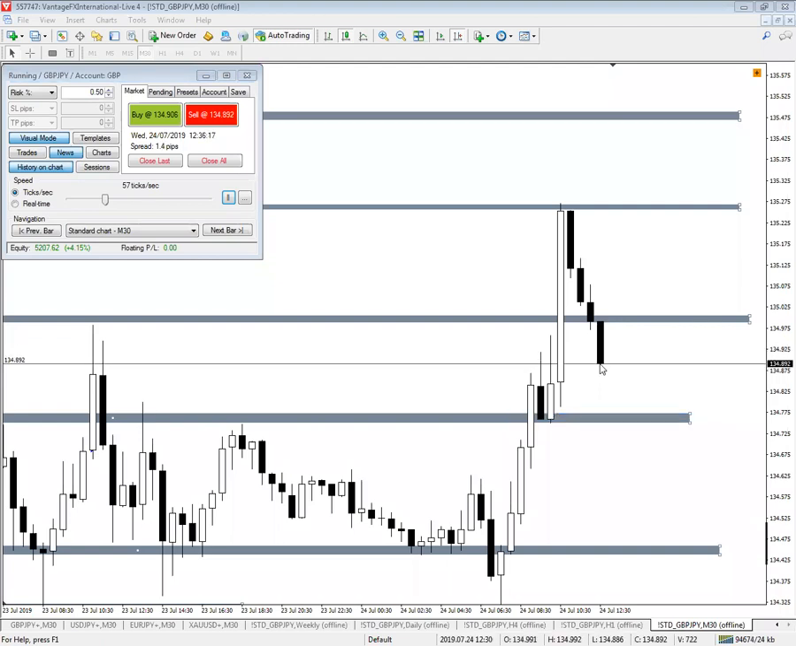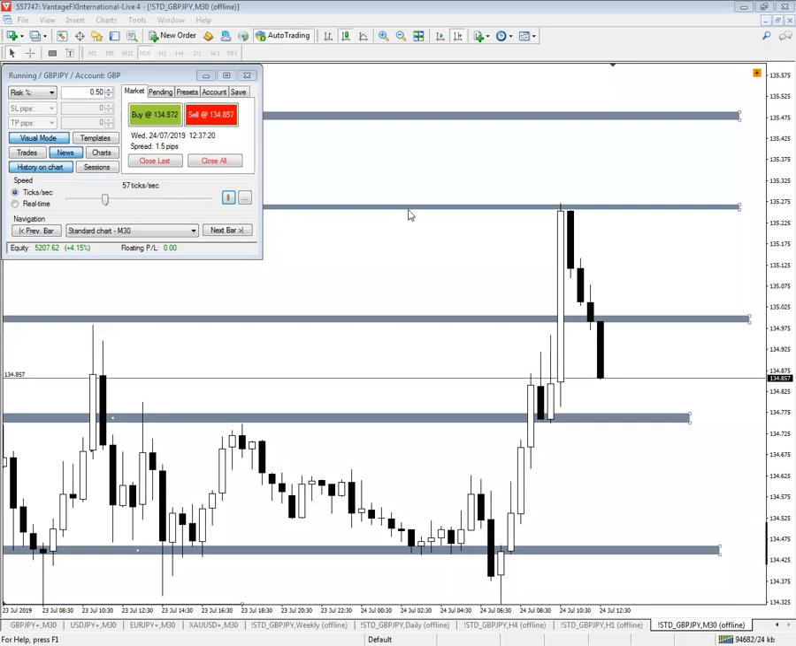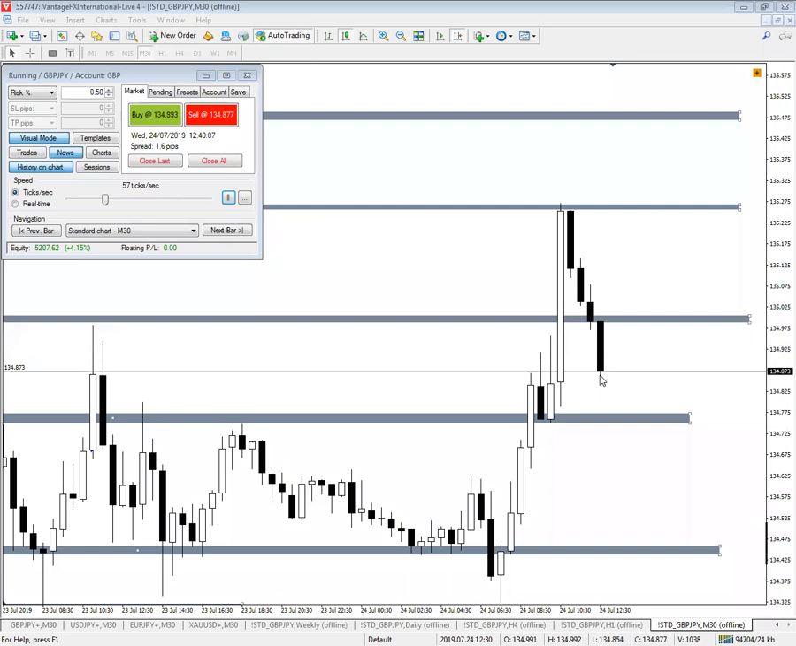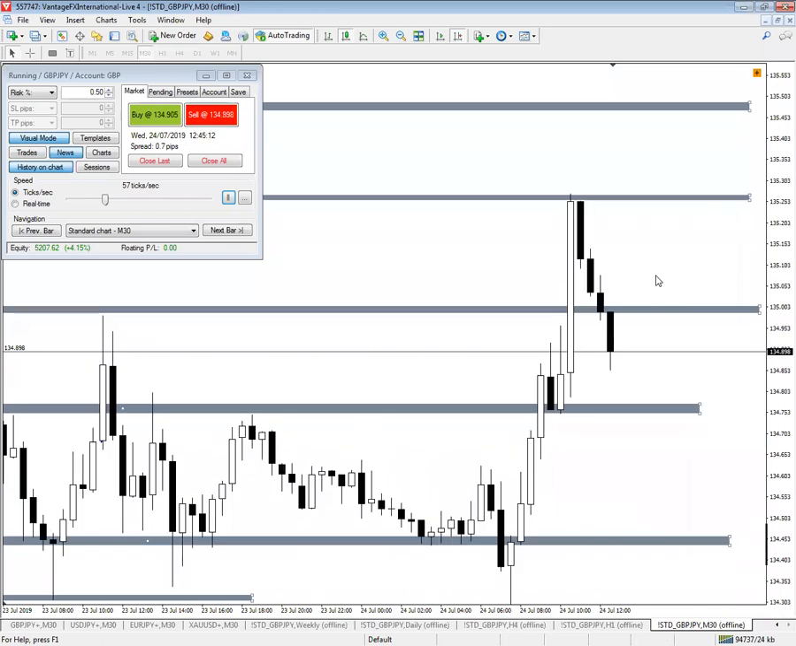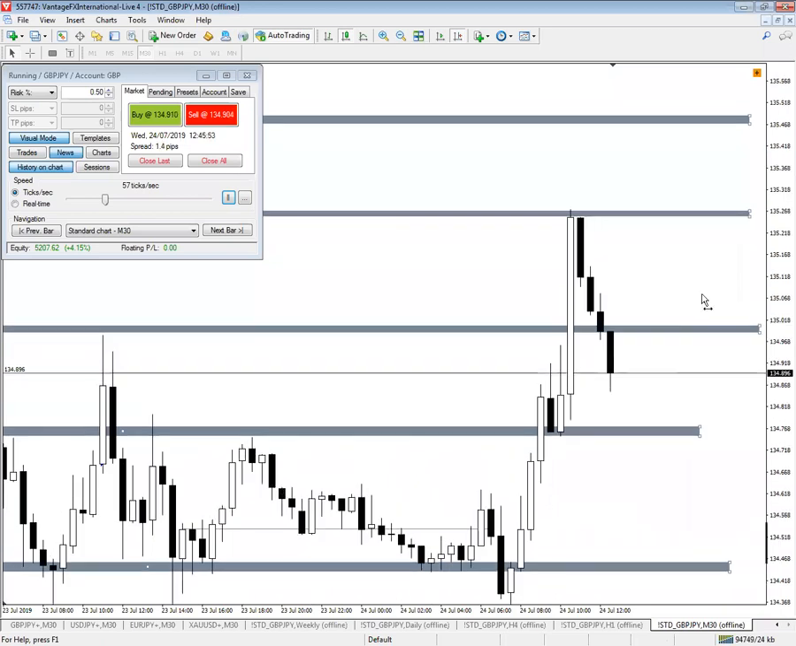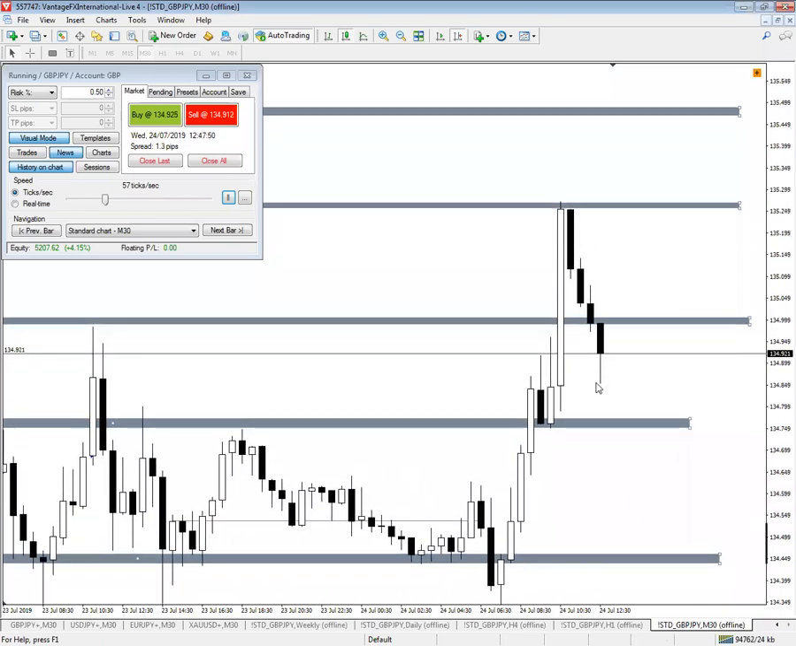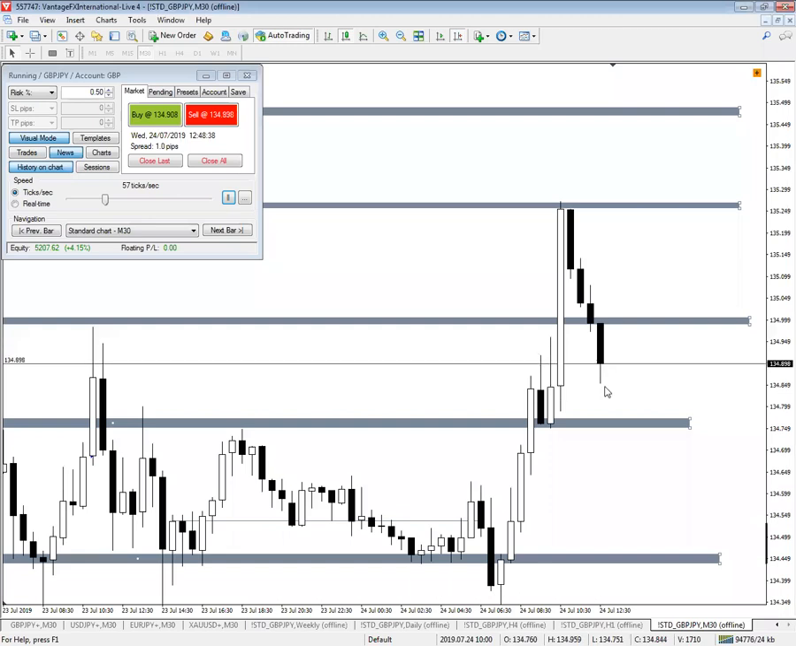But I don't mind watching, because I'd rather see this happen a few more times. And then I'm like, okay, now I've got to capitalize on that, because I see this happen a lot. So I don't mind witnessing this a few times to look to take a trade. So yeah, I'm going to wait and see.